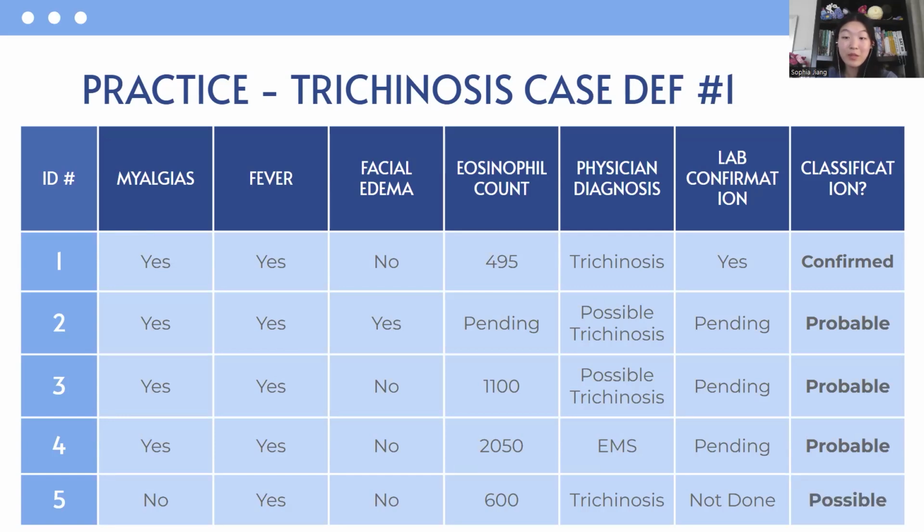And the last one would be possible. We don't have lab confirmation and we only have 2 of the 4 symptoms present, but we do have a physician diagnosis of trichinosis, which would put it as possible. If we didn't have the diagnosis, we would not be able to say possible. The confirmed and probable ones don't need the physician diagnosis because you have the symptoms or the lab confirmation. But when you don't have all the symptoms, if the physician is sure of the diagnosis, then you can say it's possible.